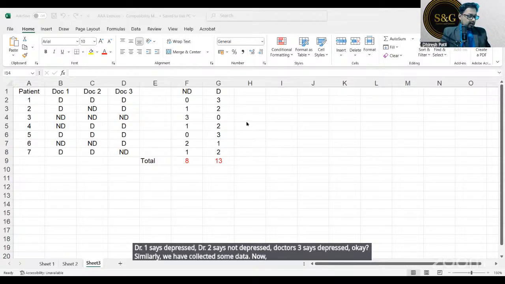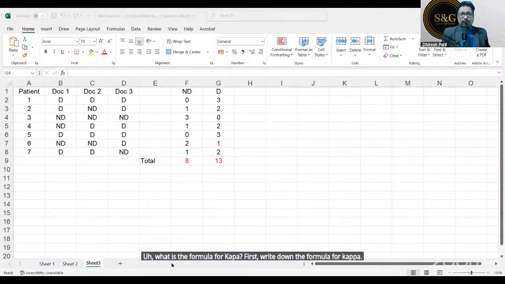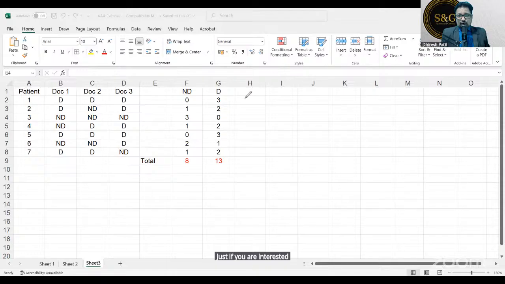Now, what is the formula for kappa? First, write down the formula for kappa, if you are interested. So the kappa formula is this, which is shown as K: PO minus PE divided by 1 minus PE.